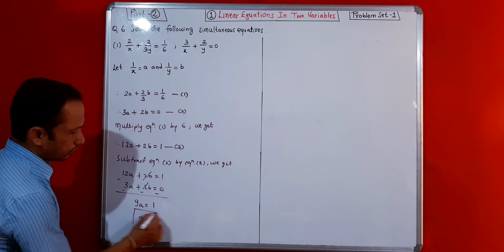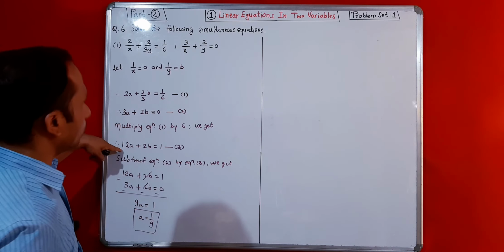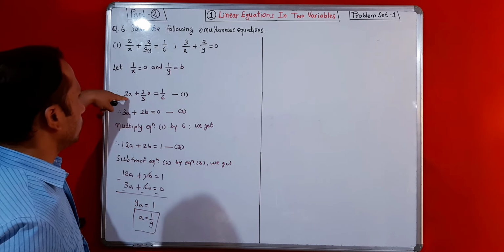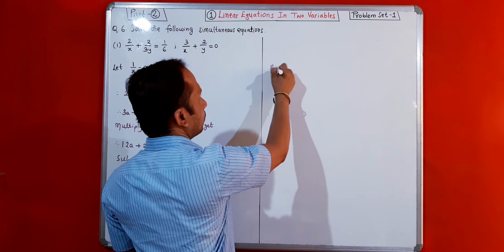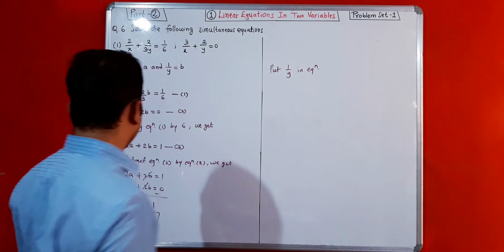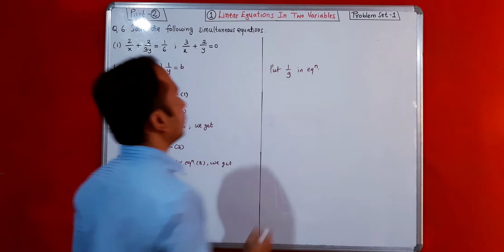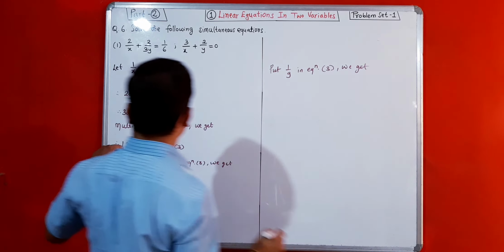So this is the first. Now put 1 upon 9 in equation 1, or 2, or 3. So we're putting in equation 3. Put 1 upon 9 in which equation? We'll take equation 3. We get whatever the equation 3 we have here, 12.